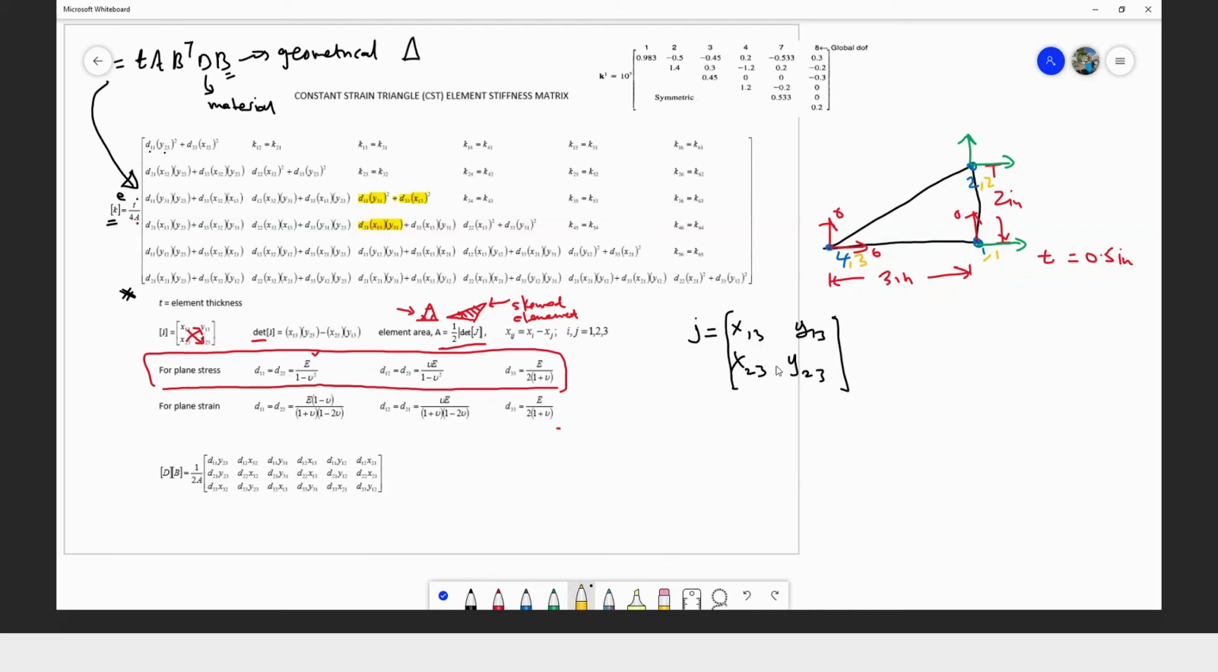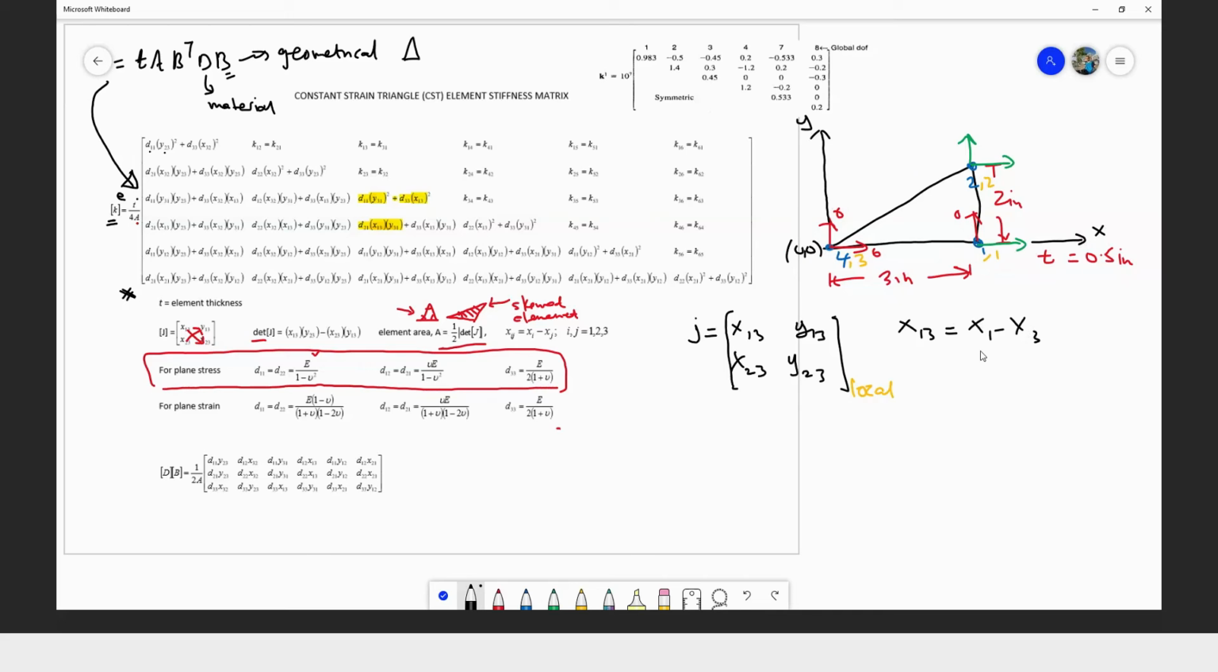So the J matrix is actually written in local. So you view your triangle in local. We take x13 equal to x1 minus x3. Taking this as our origin, which is 0, 0, and then x1. Where is your x1? Your x1 is there, right? So we take this direction as our y direction, and that direction is the x direction.